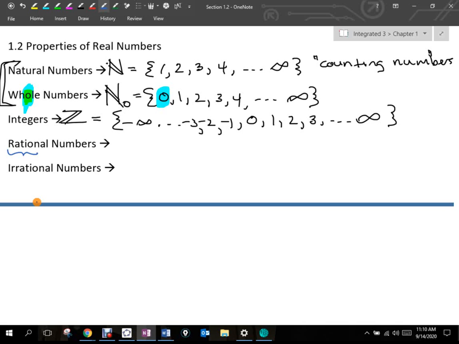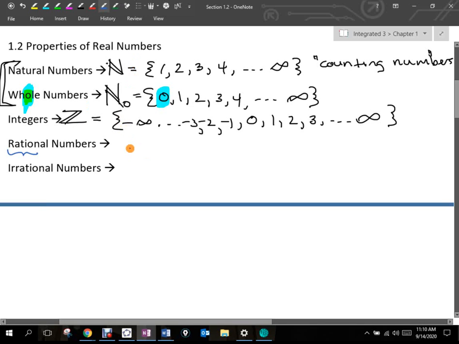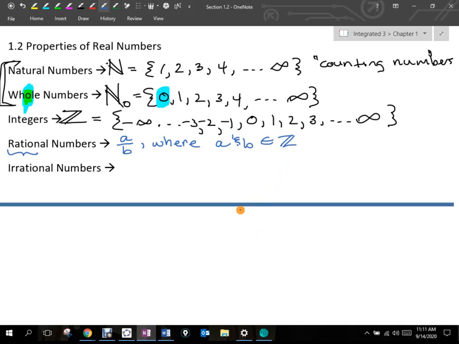So rational means these are my fractions, okay? These are my numbers, and we write it this way. They are the values A over B, and then we say where A and B belong to your integers. Okay, that little E right there that I just wrote after that B is the symbol for elements of, or we can read it as belongs to. Okay, so rational numbers are anything that can be written as A over B, where A and B are integers.